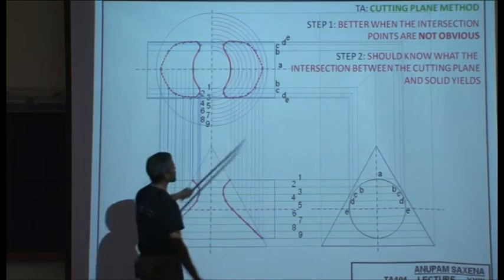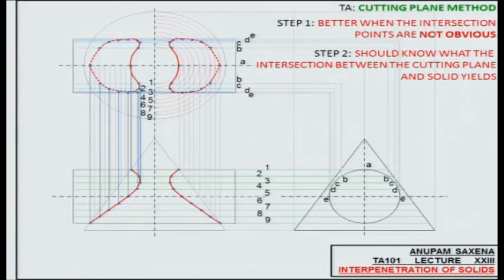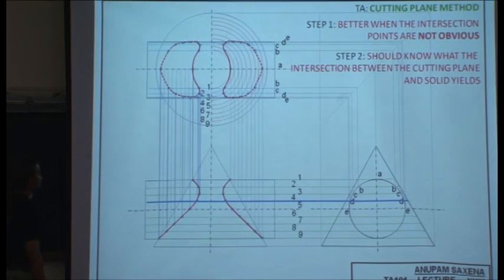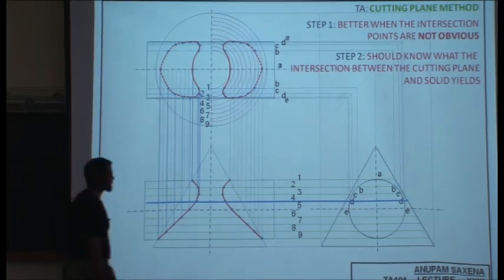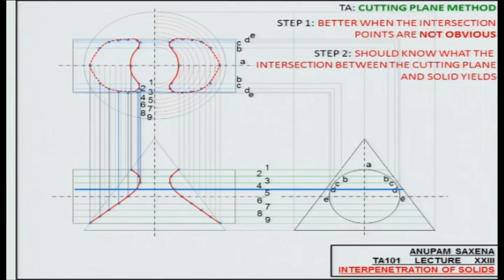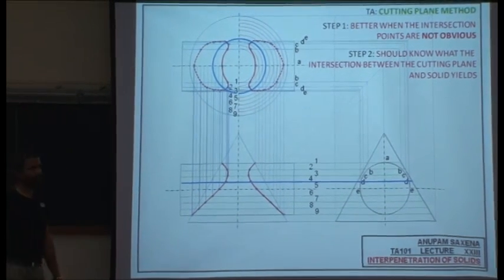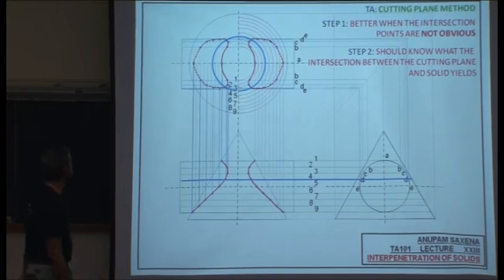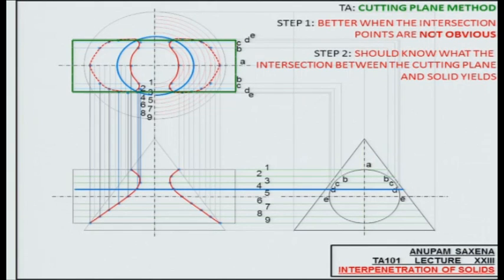You should know what the intersection between the cutting plane and solid yields. Let's take an example. So, let's take plane D slicing the assembly of cone and cylinder. Corresponding to this plane, the intersection between this plane and the cone gives me a circle, and the intersection between this plane and the cylinder gives me a rectangle.